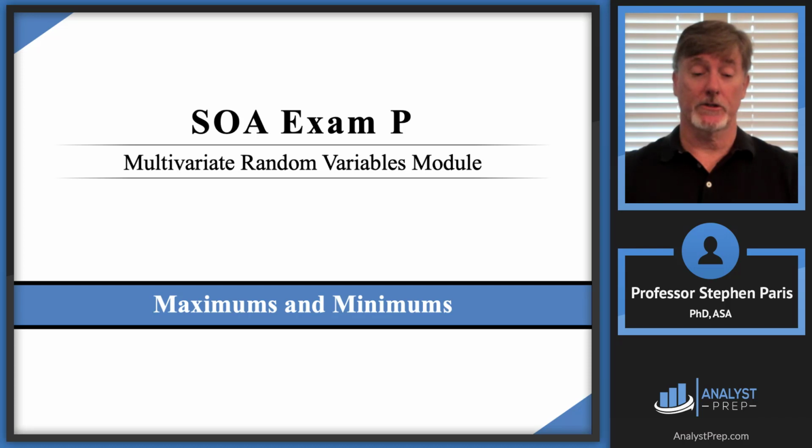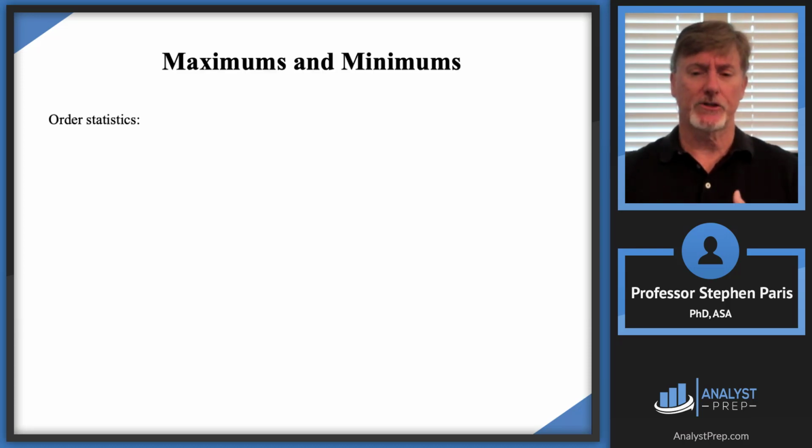Hi, in this video we're going to talk about maximums and minimums, and maximums and minimums fit into a broader topic called order statistics. Let me explain what order statistics is with an example. Let's say I have these observations. When I list out numbers like that, I'm thinking of these as observations from a random variable. And let's say these are the 5 observations that I have.